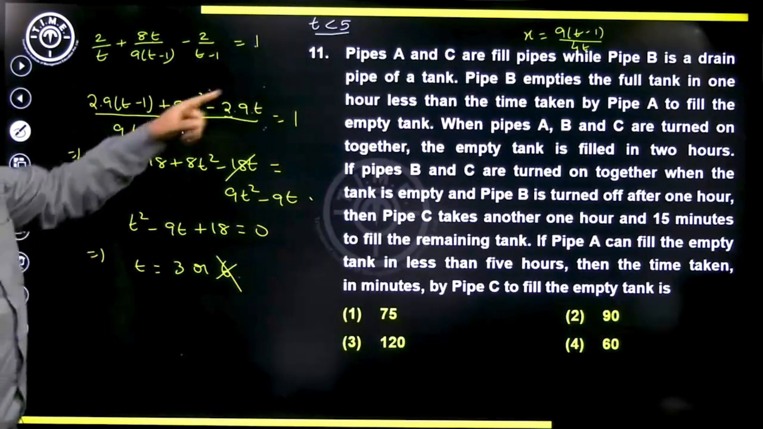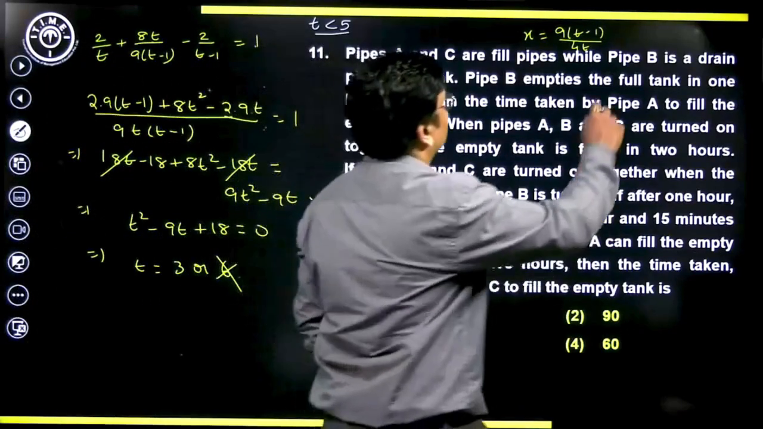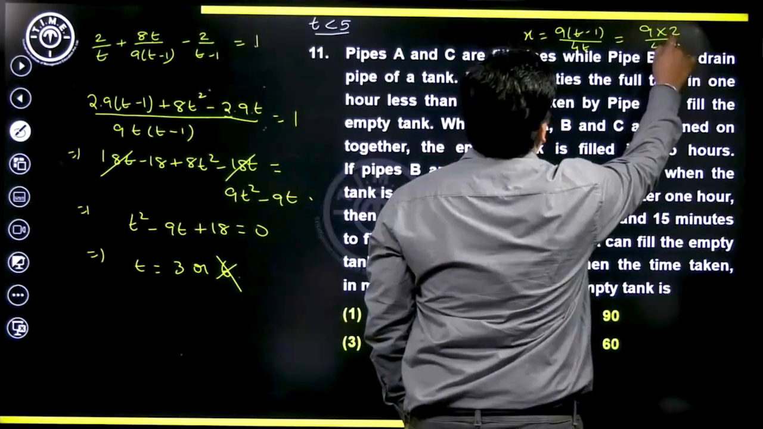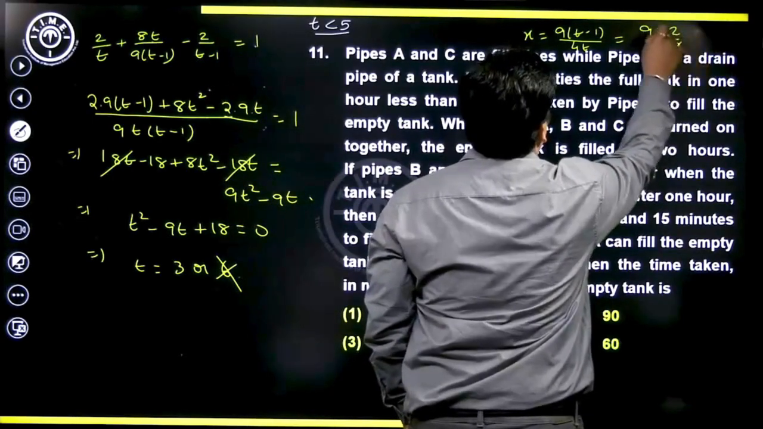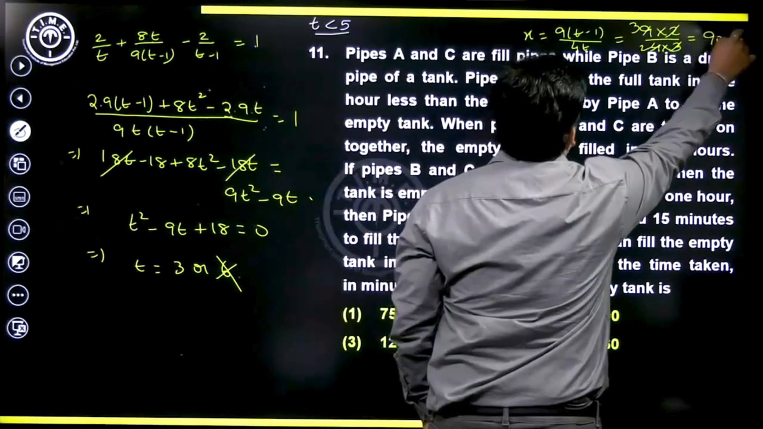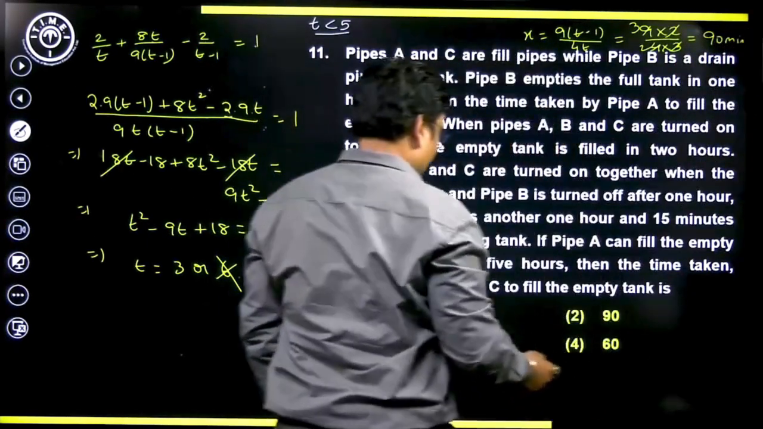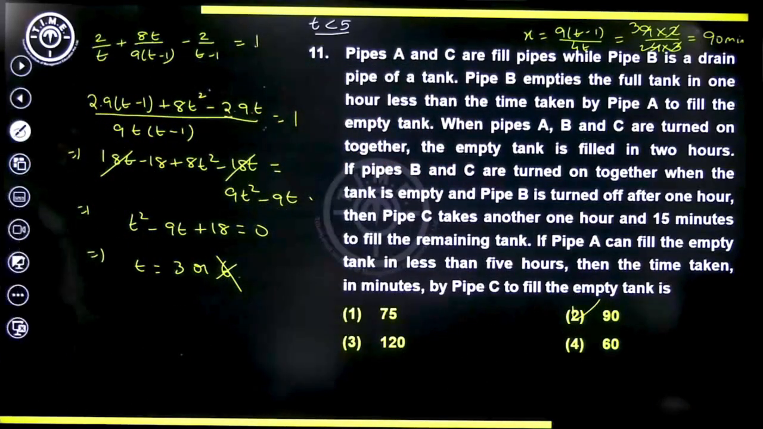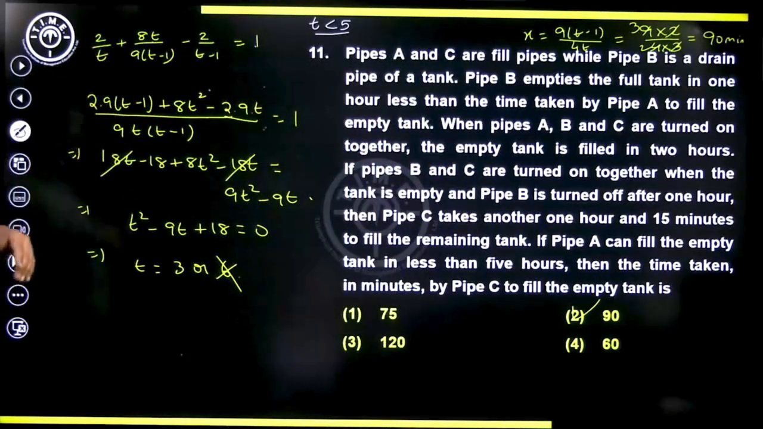So once you get T equal to 3, we can find the value of X as 9 into 3 minus 1 by 4 into 3. So when you solve this, 3 by 2 hours or 90 minutes. Thus the answer is second option out here. So this way we could answer the question.